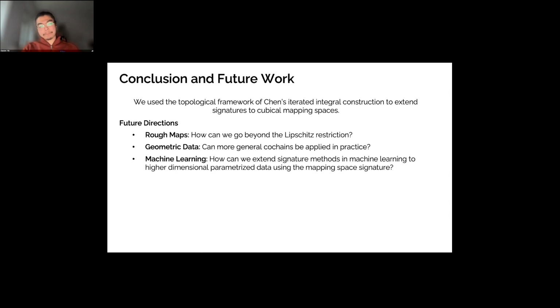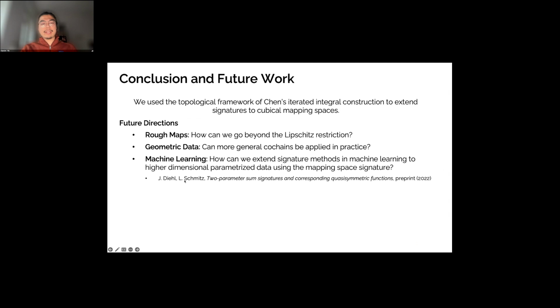And finally, just in the case that we discussed here, how can we extend signature methods in machine learning to higher dimensional parametrized data using the mapping space signature? So within the last 10 years or so, there's been a lot of activity in how we can apply the one-dimensional path signature to study sequential or time series data in machine learning. And there's now a variety of different methods to do this. And so I think it'd be very interesting to study how we can extend these methods to this higher dimensional domain. There's already some preliminary work in this direction.